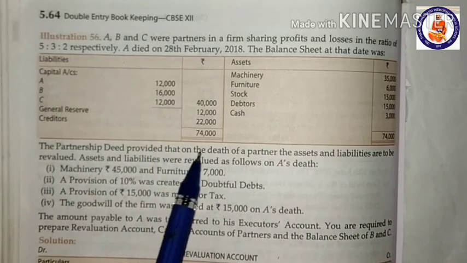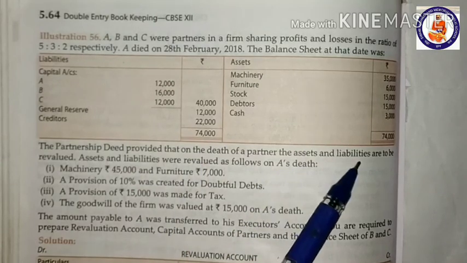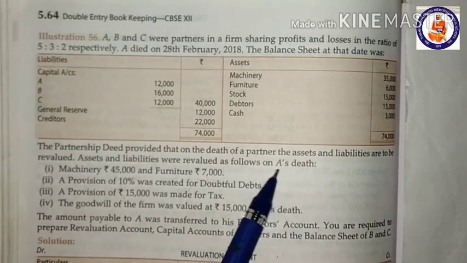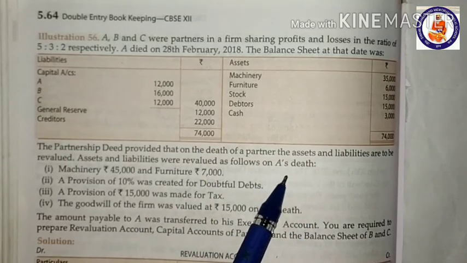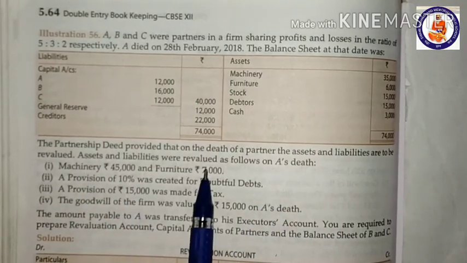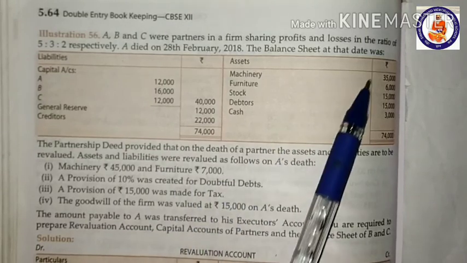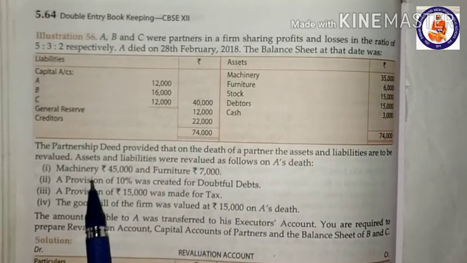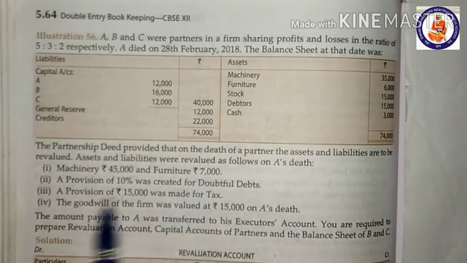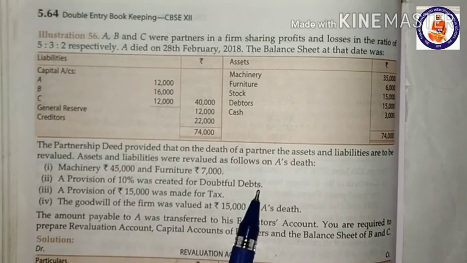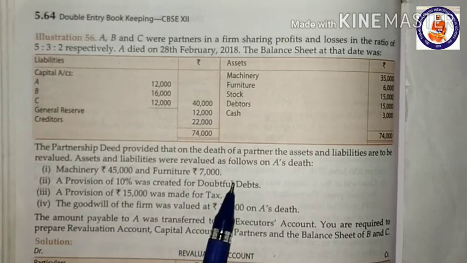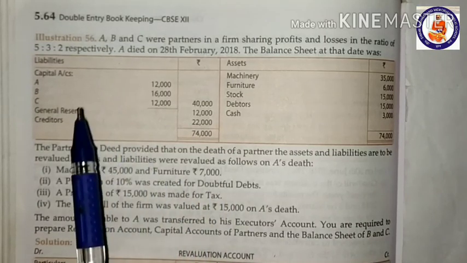Now the partnership deed provided that on the death of a partner, the assets and liabilities are to be revalued. Assets and liabilities were revalued as follows on A's death: machinery 45,000 and furniture 7,000. Here we will see what the value is. Machinery value has increased, furniture value has also increased. In the revaluation account, a provision of 10% was created for doubtful debts. Okay, this we will show on the debit side.